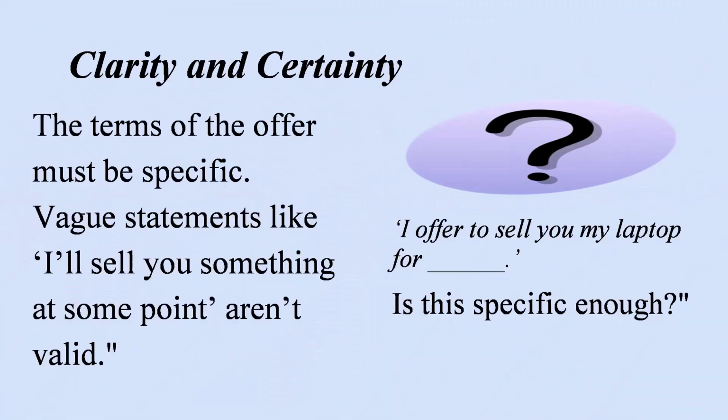The second criterion for a valid offer is clarity and certainty. The terms of the offer must be specific. Vague statements like I will sell you something at some point are not a valid offer. Now I'll ask you a question. If I offer to sell you my laptop for dash, here I didn't mention the price. Is this specific enough? No. Here the offer is not clear and it is not certain, so it cannot be considered a valid offer.